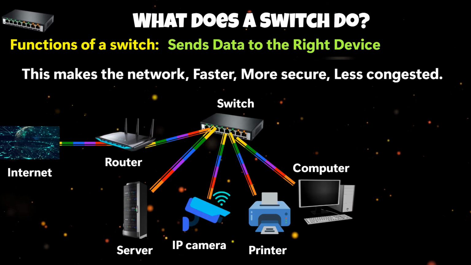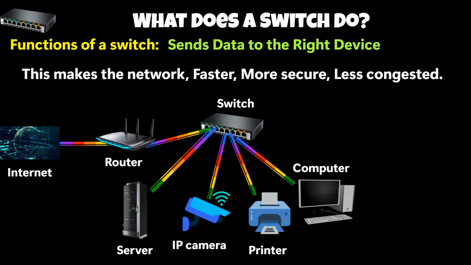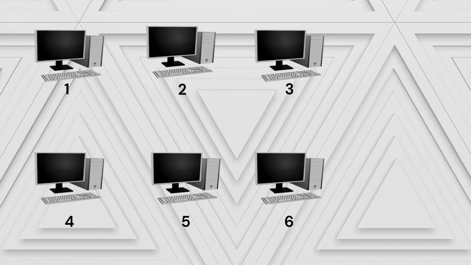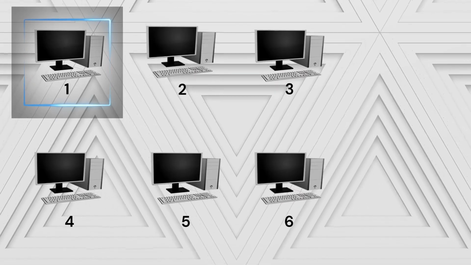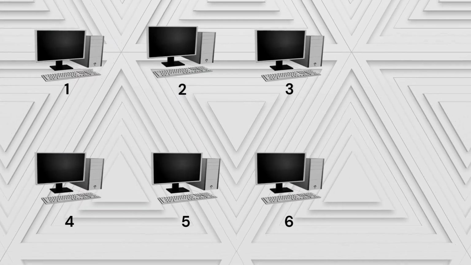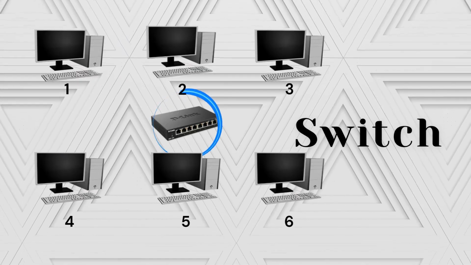This makes the network faster, more secure, less congested. Let's say you have 6 computers, and you want them to communicate with each other. For example, computer 1 needs to communicate with computer 6, or computer 2 needs to connect with computer 4, and so on. This is where a network switch comes in.